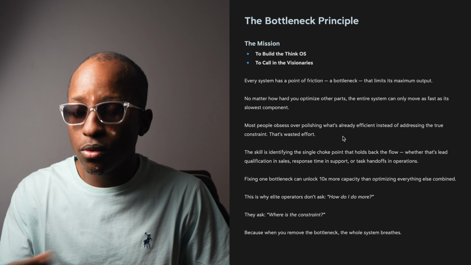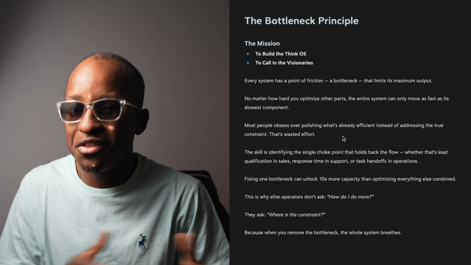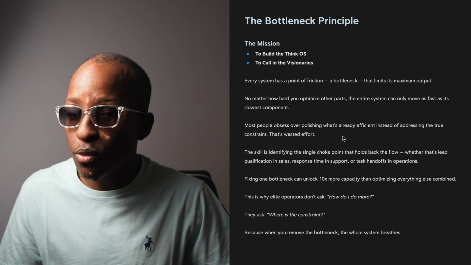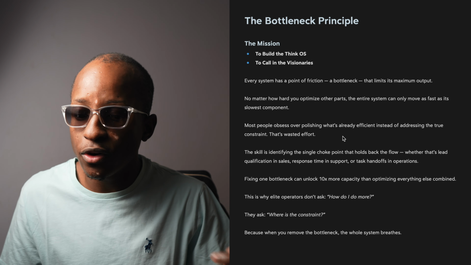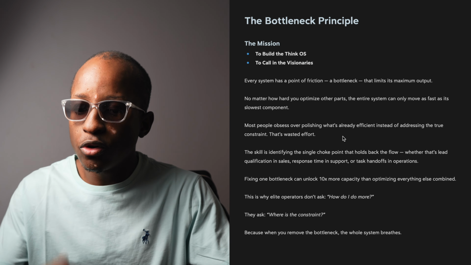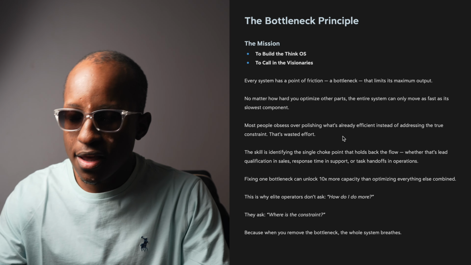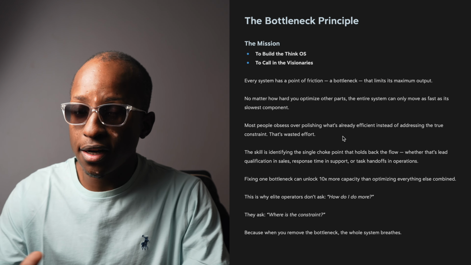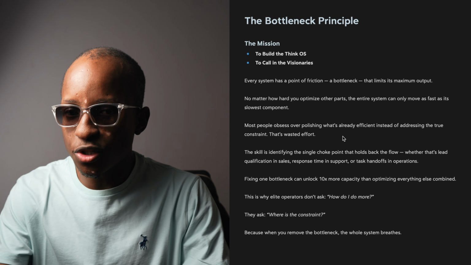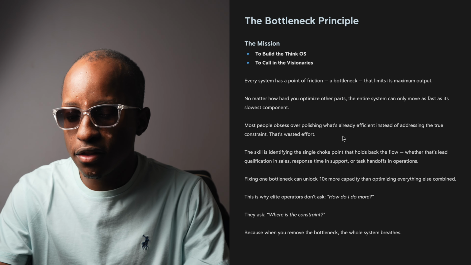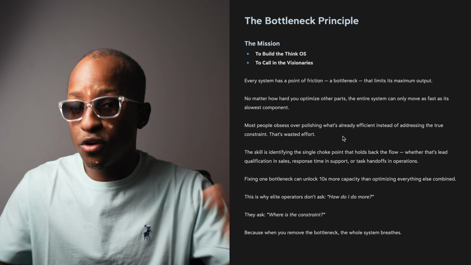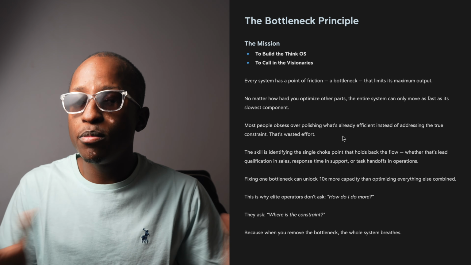And understanding this ultimately helps us flush out these choke points, and saying, hey, fixing one bottleneck can ultimately unlock 10x more capacity than optimizing everything else combined. And solely understanding this principle that, hey, we can unlock 10x growth simply by focusing on the things that are holding us back, using inversion thinking as well to say, hey, what could possibly go wrong?